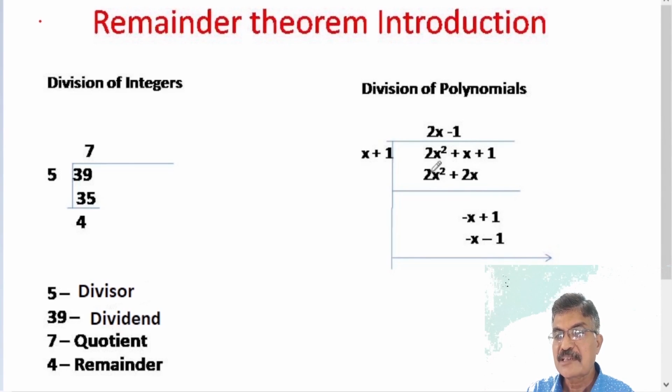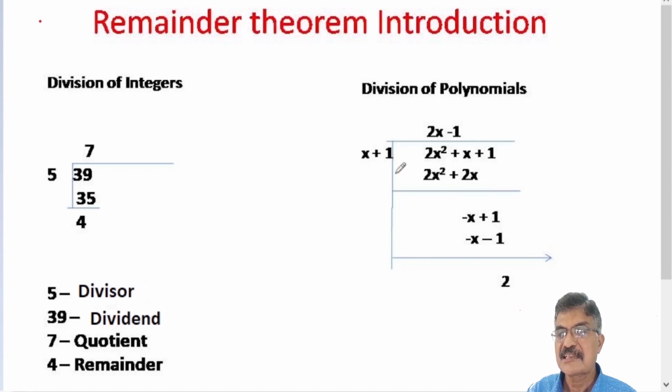Then these two terms will cancel. This plus 2x will become minus 2x. So while we subtract it, we will get minus x. Bring down the remaining terms. This term, minus x plus 1, is the new dividend.